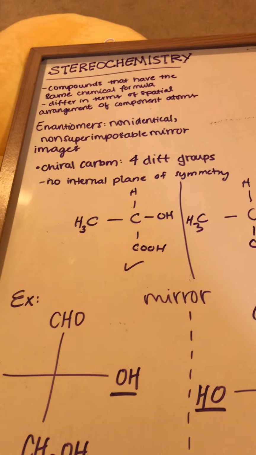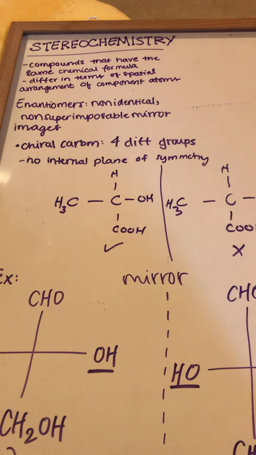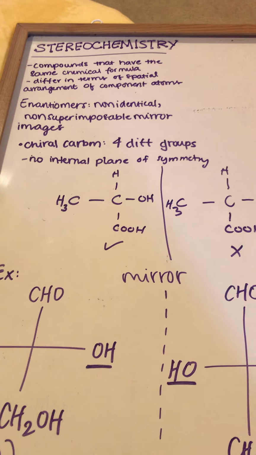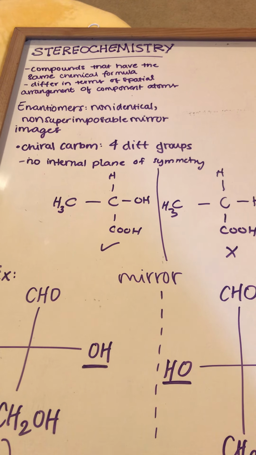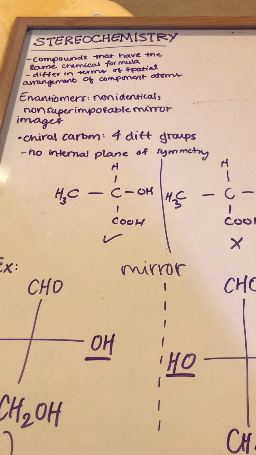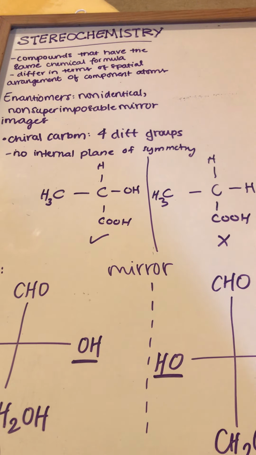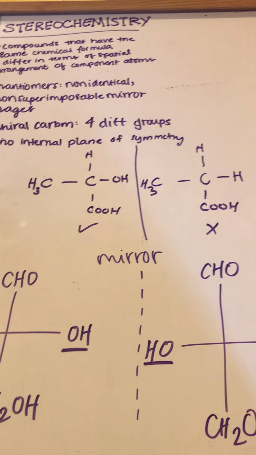Okay, so we're gonna go ahead and go on to the next topic in carbohydrates, which is stereochemistry. I'm gonna step back in this video and talk about stereochemistry a little bit. So, stereochemistry is basically the way that different atoms are arranged in a particular molecule.